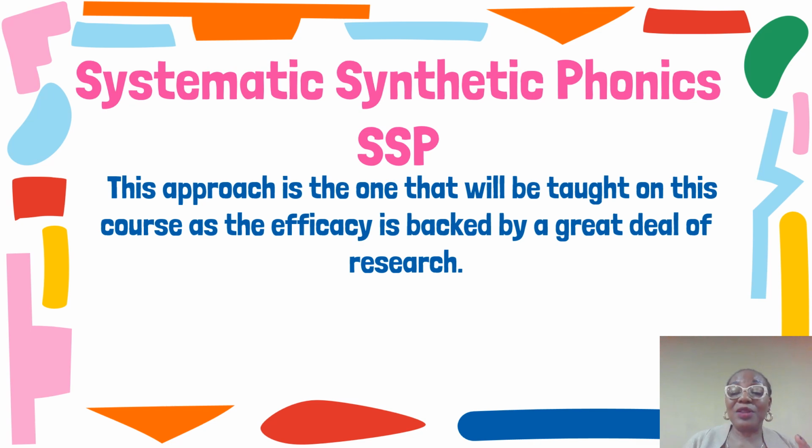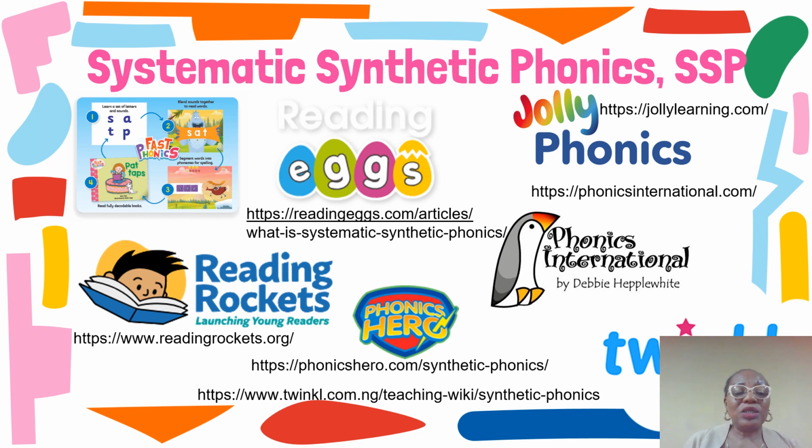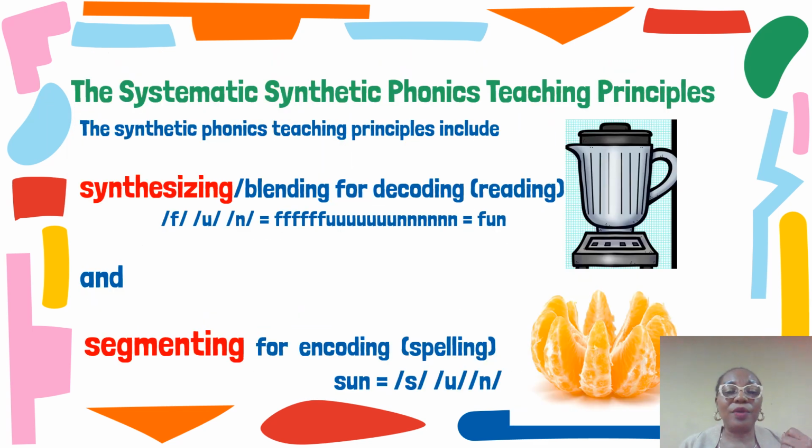So SSP is the method that we're going to teach during this 6-week program. This is just an introduction to it so that you know exactly what SSP is all about. These are some examples of SSP programs out there. Many people will be familiar with Jolly Phonics. There's Reading Eggs, Fast Phonics, Reading Rockets, Phonics Heroes, Phonics International, and Twinkle is the one that is hidden under the image there. The link to it is displayed on the screen as well.